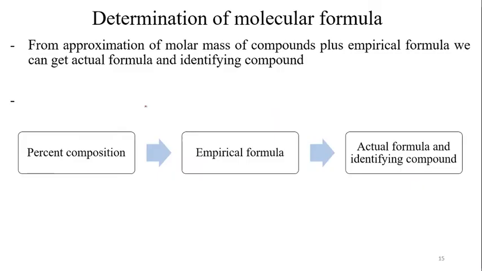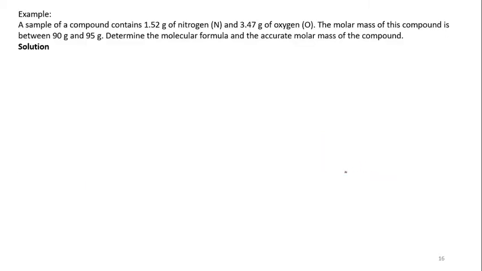Now we could see that from the percent composition, we can calculate the empirical formula, and from the empirical formula we can know the actual formula and identify the compound. Example: a sample of compound contains 1.52 grams of nitrogen and 3.47 grams of oxygen. The molar mass of this compound is between 90 grams and 95 grams. Determine the molecular formula and the accurate molar mass of the compound.